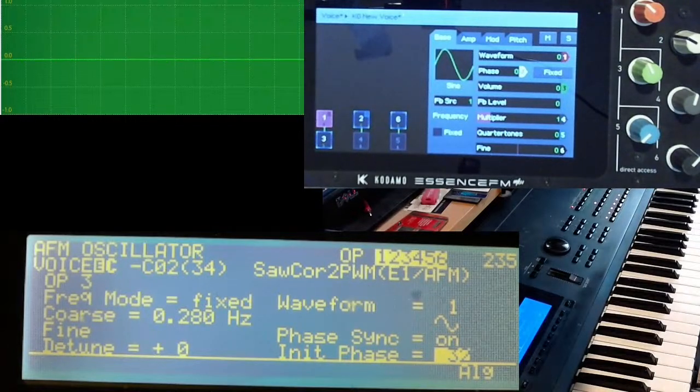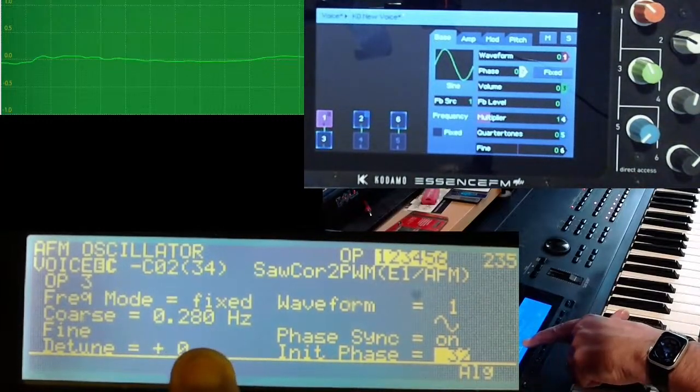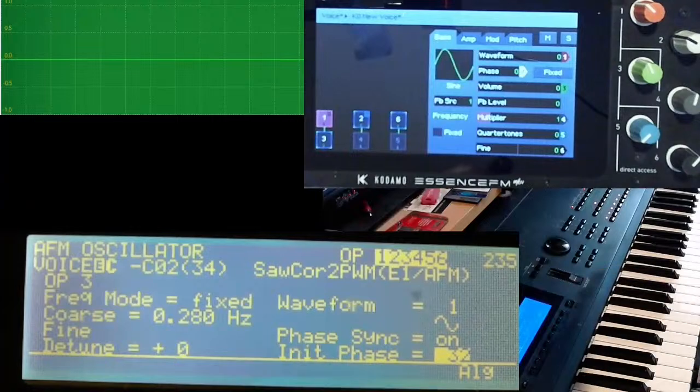So everybody says, oh, this isn't FM, it's phase modulation. The answer is yes. So why is that cool? Well, because now I want to have a real-time modulation of the phase of that operator 2. And I can do that by having a modulation index of operator 3.